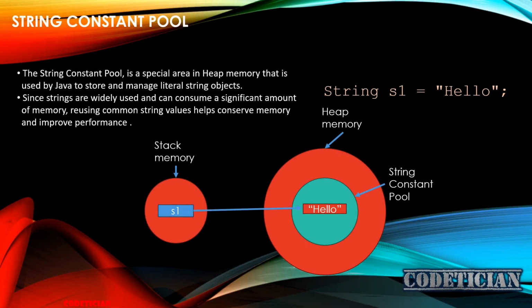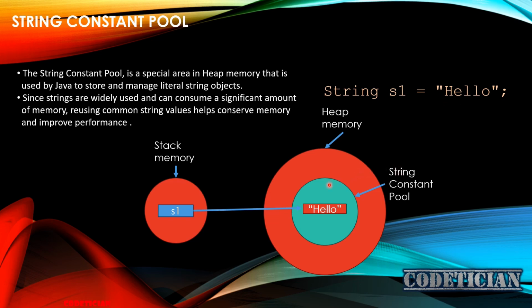So what is a string constant pool? It is a special area in Java heap memory which is used by Java to store and manage the literal string objects. Now what are literals? How can you create string literals? You can just write String s1, where s1 is the variable name, and anything within double quotes. So if I'm giving hello in the double quotes, then I'm creating a string literal named s1 having the value hello. And when I do this, what does Java do?